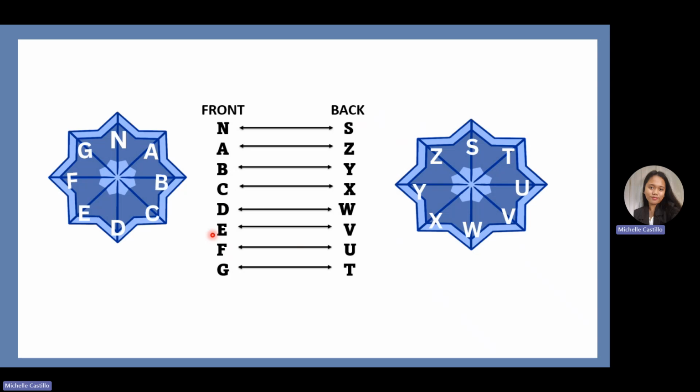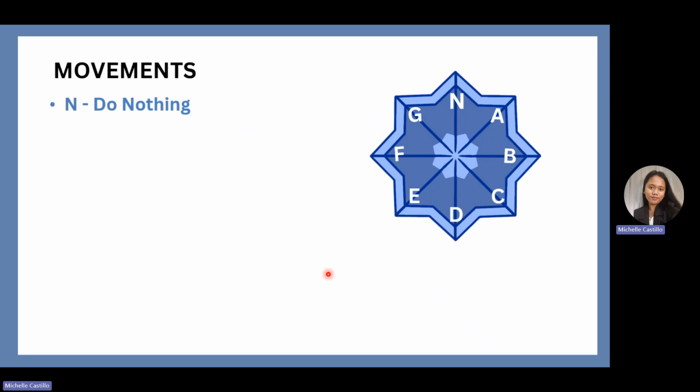At the front, we have E, and at the back of it is V. At the front, we have F, at the back of it is U. At the front, we have G, and at the back of it is T. And here are the movements that correspond to each letter.